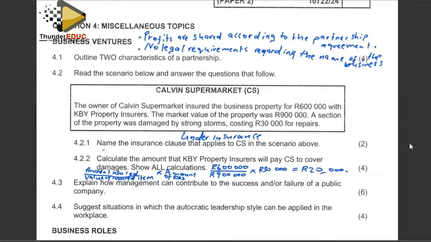4.3 reads as follows. Explain how management can contribute to the success and or failure of a public company. So now let's check the success side. On the success side, managed by at least one competent, highly skilled director can take the business to greater heights of making a lot of profits. But in terms of failure, a large management structure can result in decision making taking time.